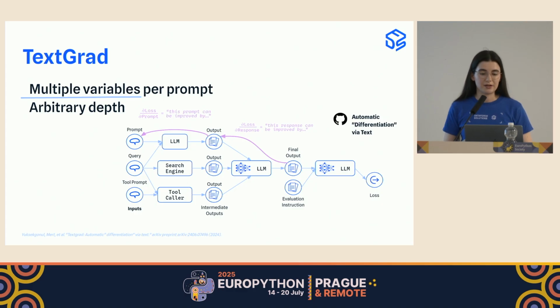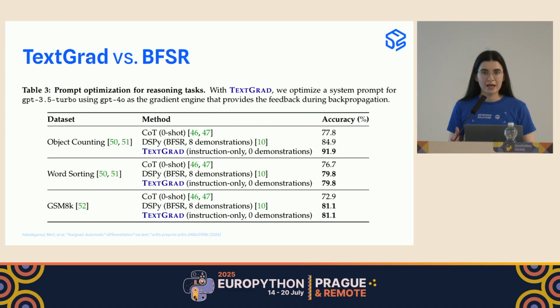TextGrad builds on the core idea of ProTeGi, but it allows for systems of arbitrary depth and multiple trainable variables per prompt. According to some benchmarks, TextGrad can be on par or even better than bootstrap few-shot with 8 demonstrations.